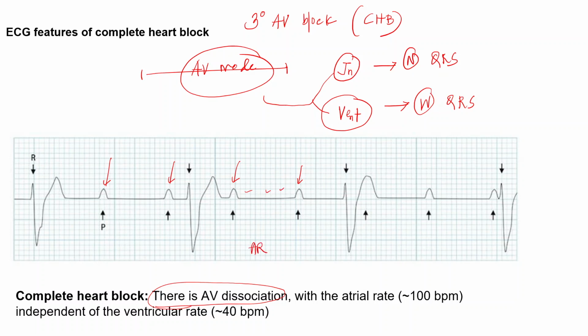So the atrial rate is around 100, 300 divided by 3. For the ventricular rate, you can see 1, 2, 3, 4, 5, 6, 7, 8, around 8 boxes. So ventricular rate, 300 divided by 8, will be around 40 to 50. Okay, so there is complete AV dissociation. The QRS complexes are happening at their own speed, and the P waves are coming at their own speed.